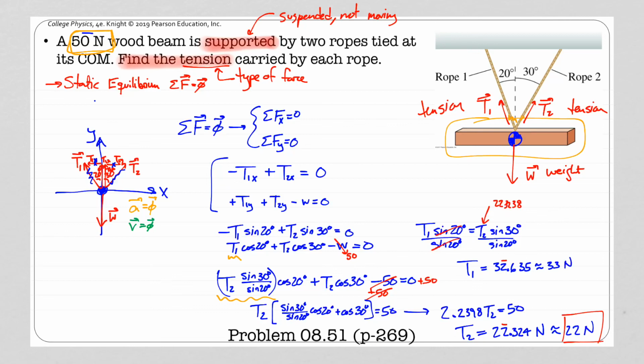Notice in this case, we have two different ropes supporting this beam. The total weight of the beam is 50 newtons. The total supporting weight is about 55 newtons there. Almost 56 based on how much we rounded. So what's happening here is that both ropes are supporting the weight of the beam, but because they're pulling at these angles, they're pulling up to support the weight of the beam. They're also pulling to the side, pulling against each other.